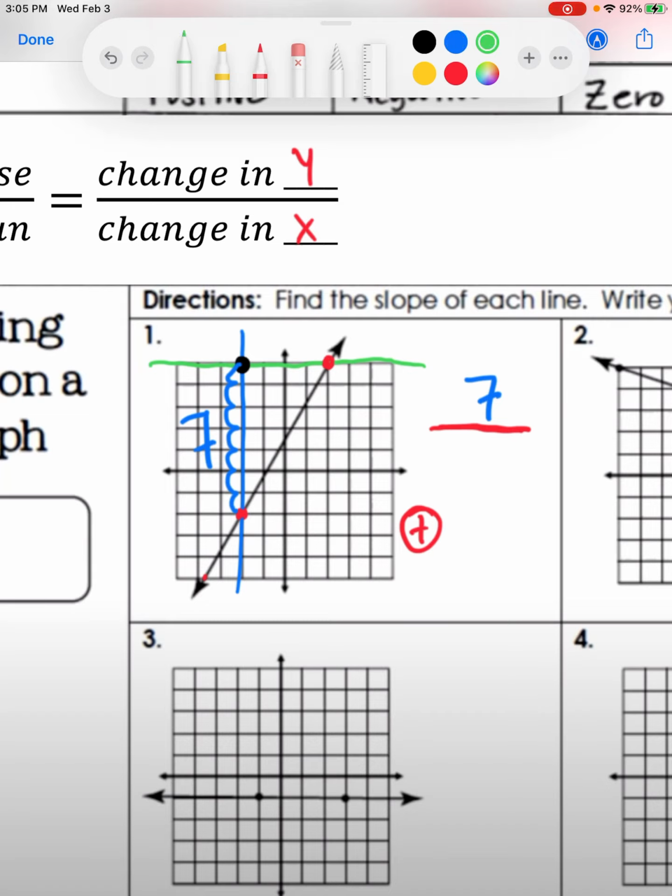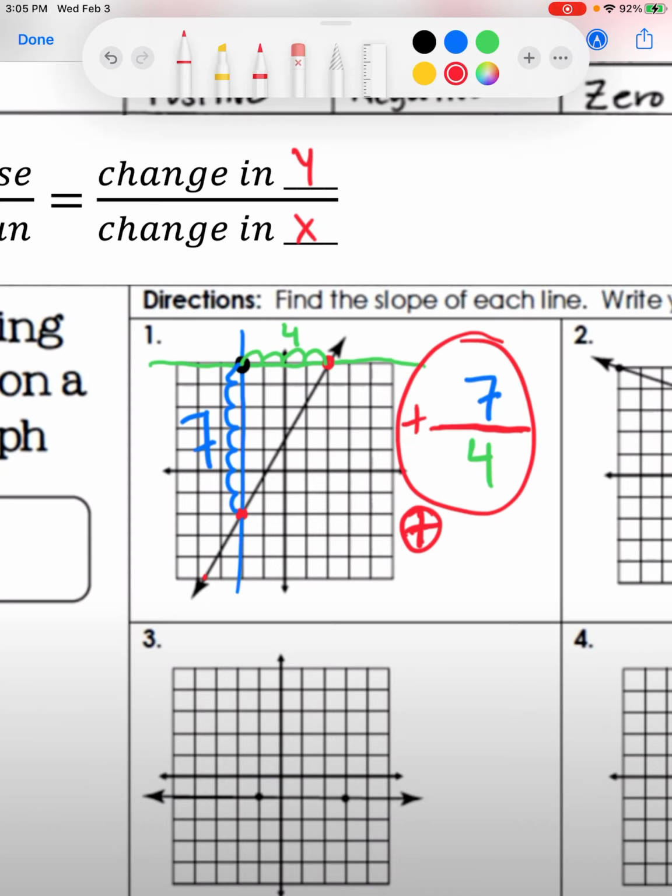Now I'm going to switch over and look at my run. This time I'm going to start at this black dot up here and count to the right. So the run is 1, 2, 3, 4. So my run is 4. Now, since we already identified that this is a positive slope, I would just leave my answer as 7 over 4, and that would be it.